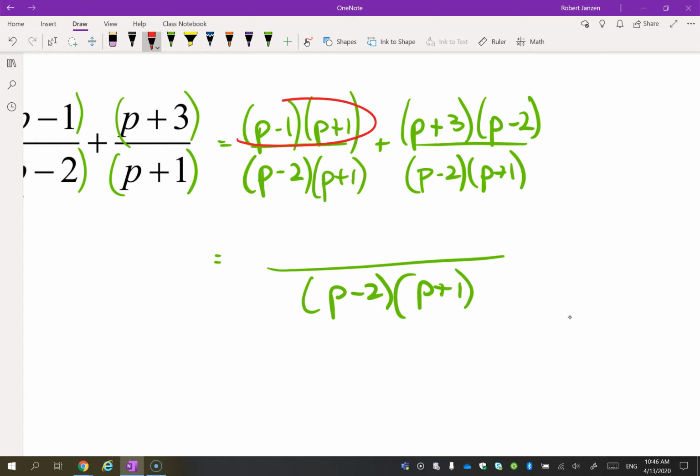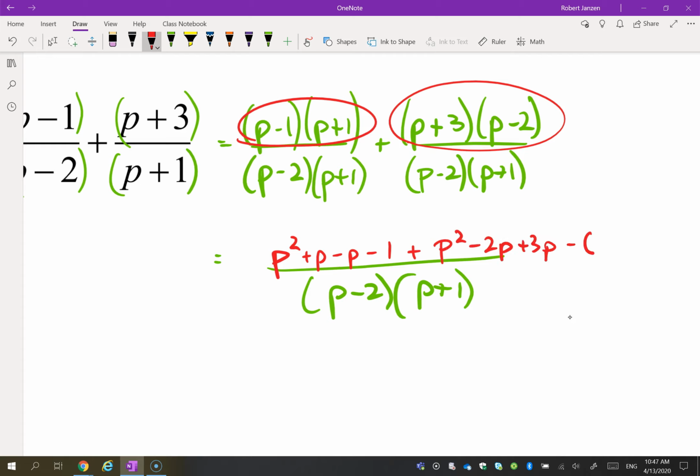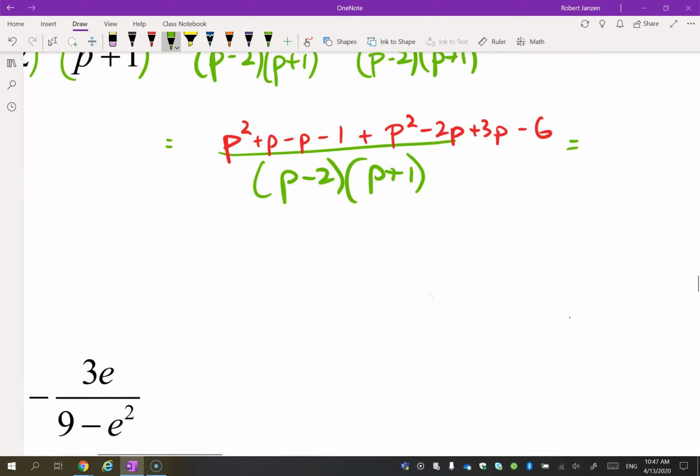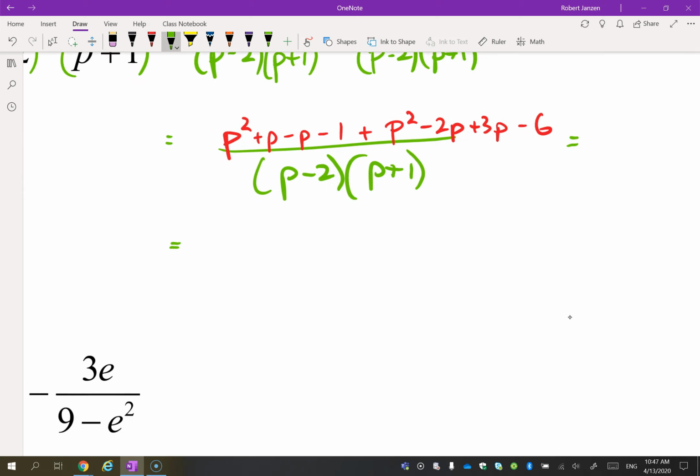So let's take a look at this first. P - 1 times p + 1. This is p squared plus p minus p - 1. And then let's multiply this. So I get plus p squared minus 2p plus 3. Okay. Let's put this together. So p squared plus p squared is 2p squared. This actually cancels out, and I have plus p minus 7 over p + 1.